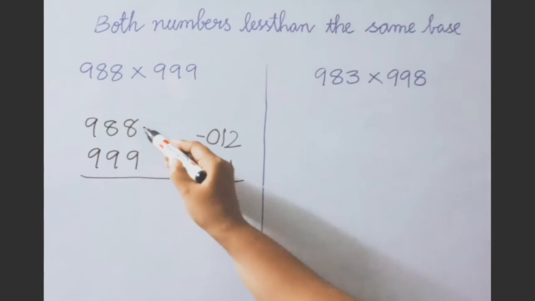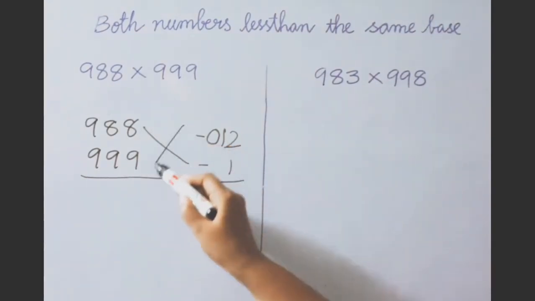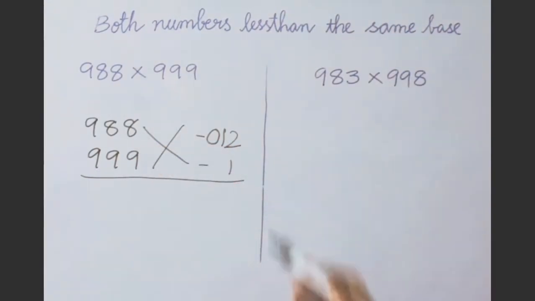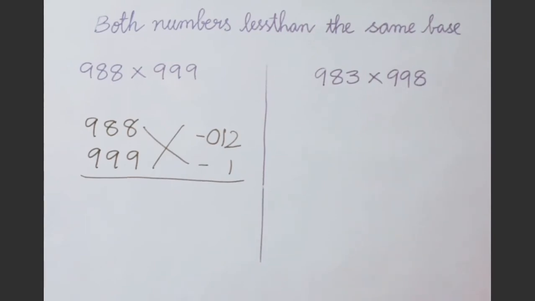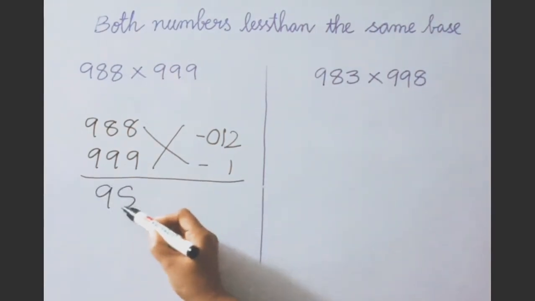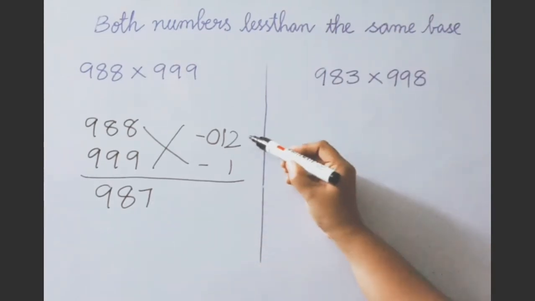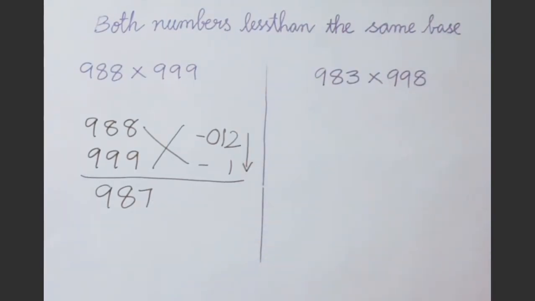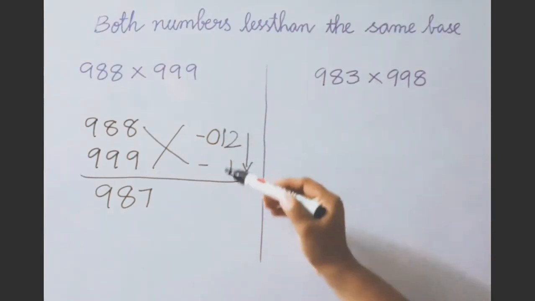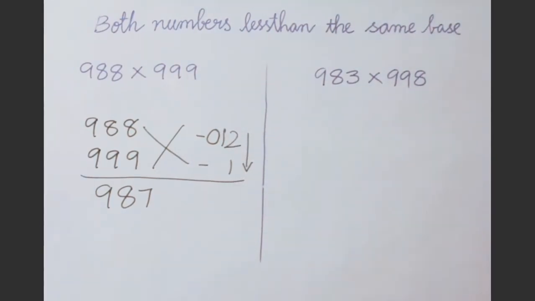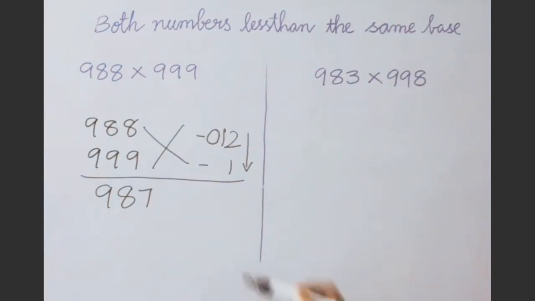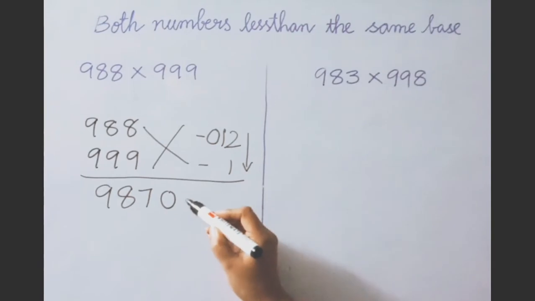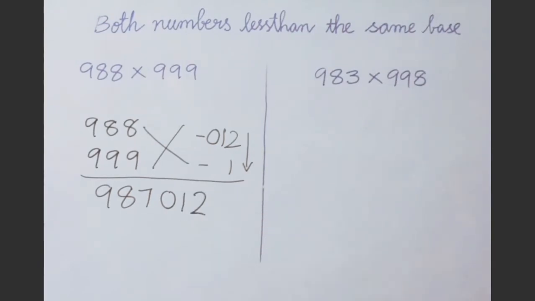Now what we have to do is cross subtraction. 988 minus 1 is 987, or 999 minus 12 is 987. That is the first part of the answer. Now vertically multiply these two numbers, minus 12 into minus 1. Minus into minus is plus, 12 ones are 12. Here we are multiplying 3-digit numbers, so 3 digits are allowed. So add a 0 before and write 012. So this is the answer.